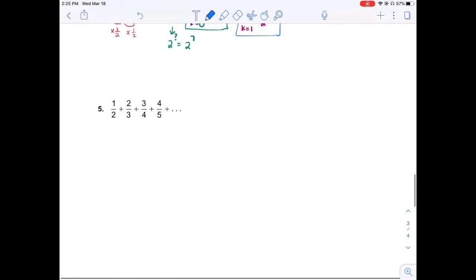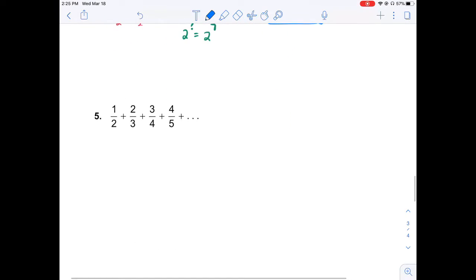Here's the last example. So this time, there's a couple of things I noticed. As I try to figure out a pattern, I don't figure out any multiplier that gets me to the next, obviously, but I do see that all the numerators are going up by 1, and all the denominators are also going up by 1.